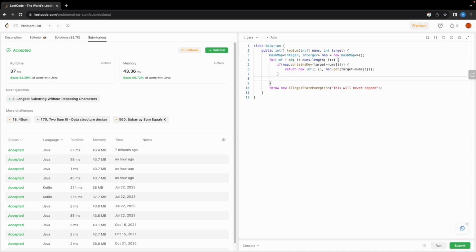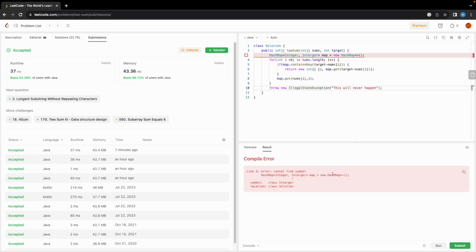Else, if this didn't happen, then we have to put the current element in the map so that it makes it easier to search for the next element. So what do we put? Map dot put nums of i and its index, which is i. We will definitely find a solution, which is why this state is not possible, and here we are just throwing the exception to keep the compiler happy. There is a typo, new Integer.